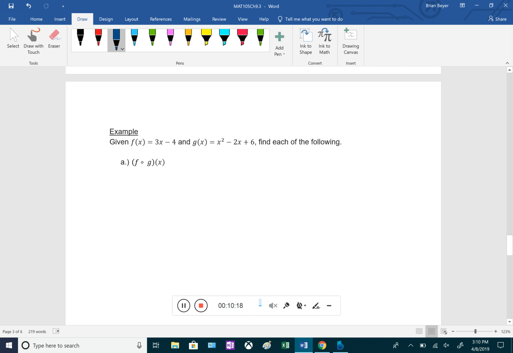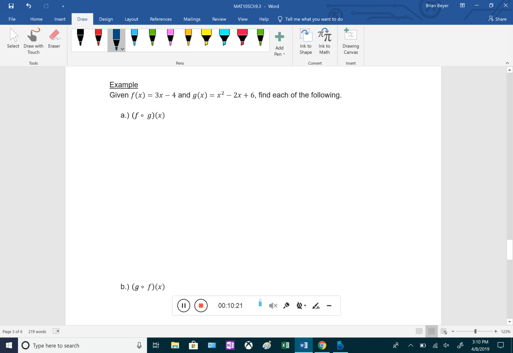Okay, we'll do one more example here. So we have f of x is 3x minus 4, g of x is x squared minus 2x plus 6, and we want to find f of g of x. So once again, we can rewrite this as f of g of x. So everywhere in f of x, there's an x, we're going to plug in g of x. So instead of 3x minus 4, it's going to be 3 times g of x minus 4.